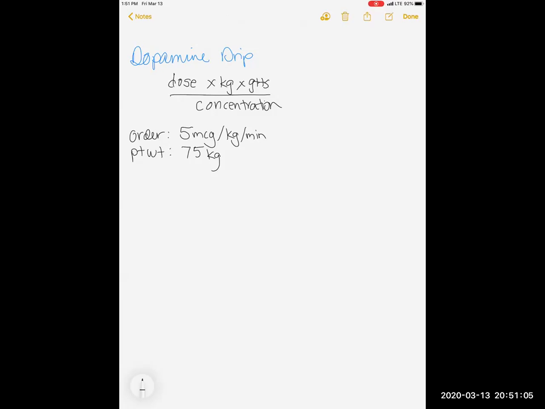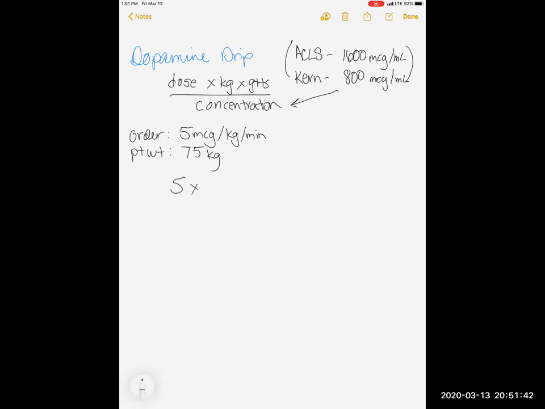When it comes to dopamine, there's an ACLS concentration, which is 1600 micrograms per ml. Or they're going to give you a scenario with the Kern County concentration, which is 800 mics per milliliter. One of these two numbers is what goes down there. To do our formula, we just plug our numbers in.